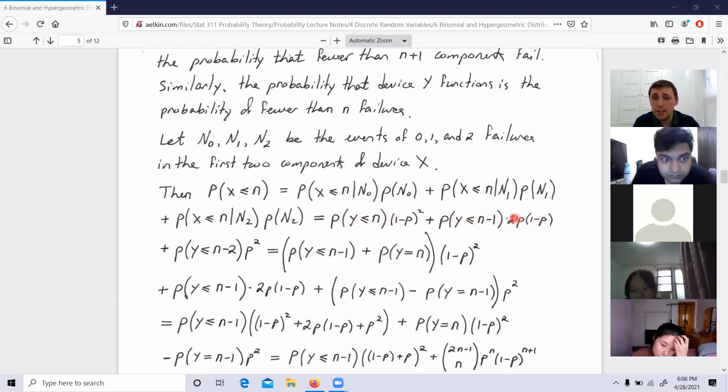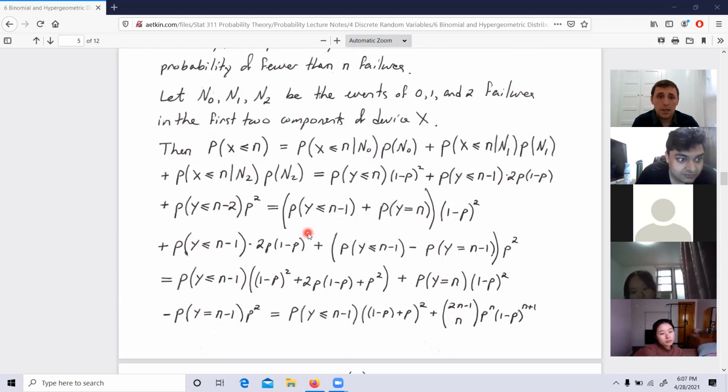The 2 here means that either the failure is in engine 1 or the failure is in engine 2. And of course, plus the probability that Y is less than n minus 2 times p squared. In other words, the first and second engines failed. Yes? And what does this all equal?